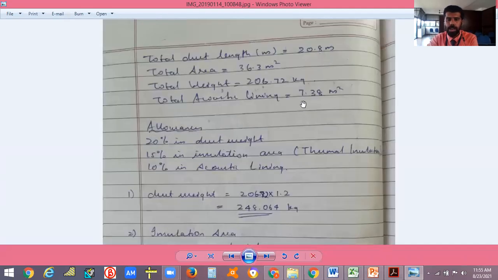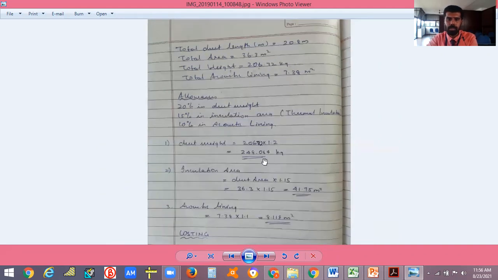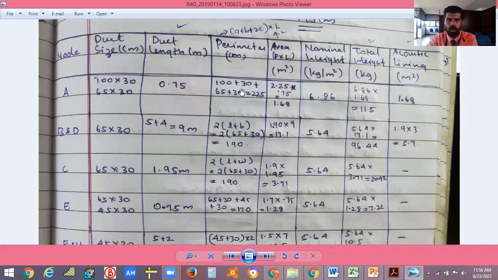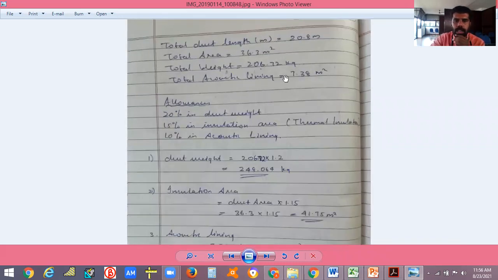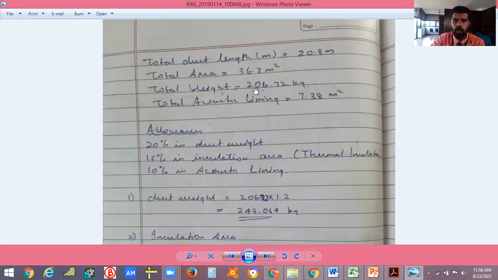Total area you have to add. Total area, what is the total area? You have to add all these values. So what you have to do, you have to add all the duct length, add all the area, add all the total weight, add all the acoustic lining also. So you'll be getting these values. Total area is 36.3, total weight is 206.72, total acoustic lining is 7.38 meters square. So you'll be getting all these values.